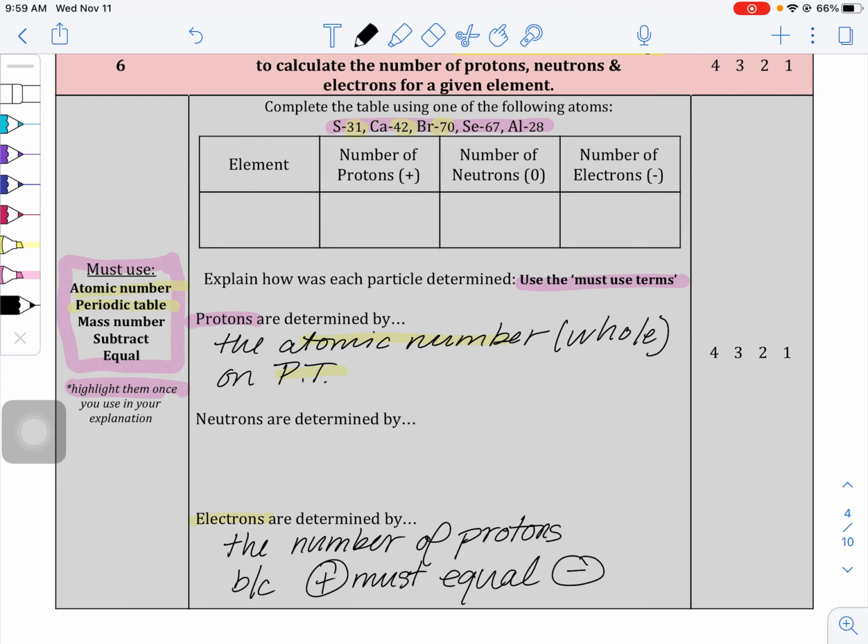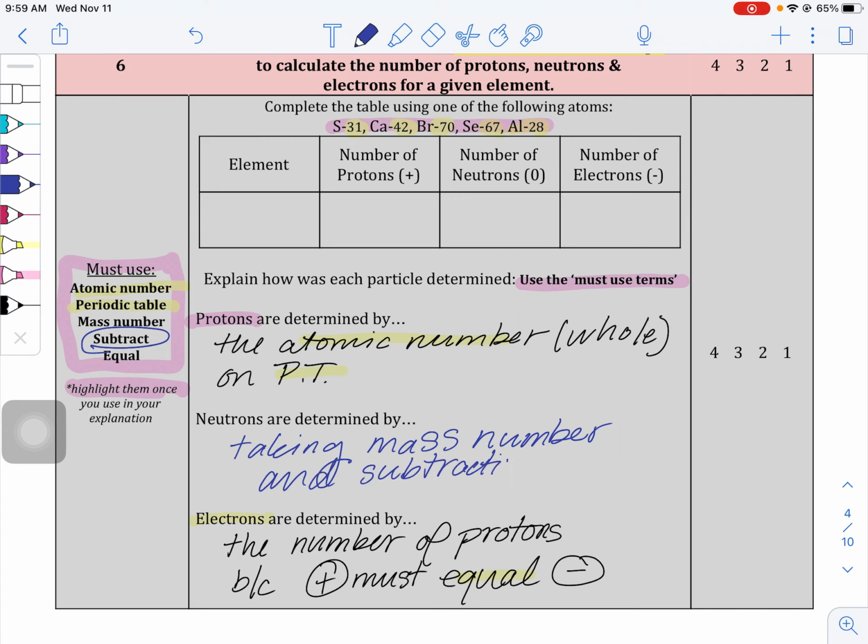Again, I can't find that mass number on the periodic table, so I've got to make sure that I know what it is given to me. And so those are all listed up top. Neutrons, to calculate those, we have to do a little subtraction, right? So neutrons are determined by taking mass number, which is that total particles in the nucleus, minus or subtracting protons.